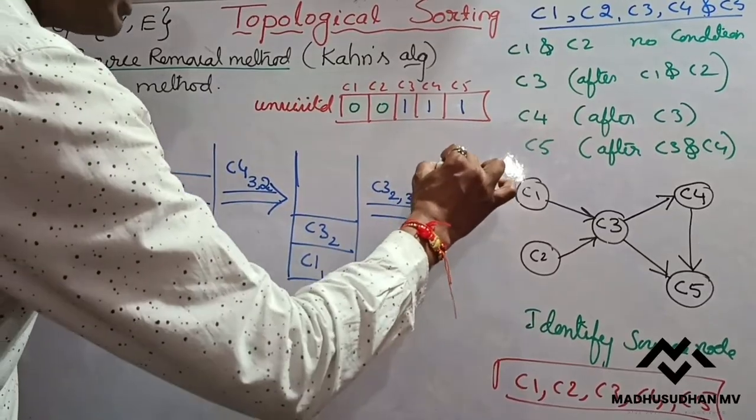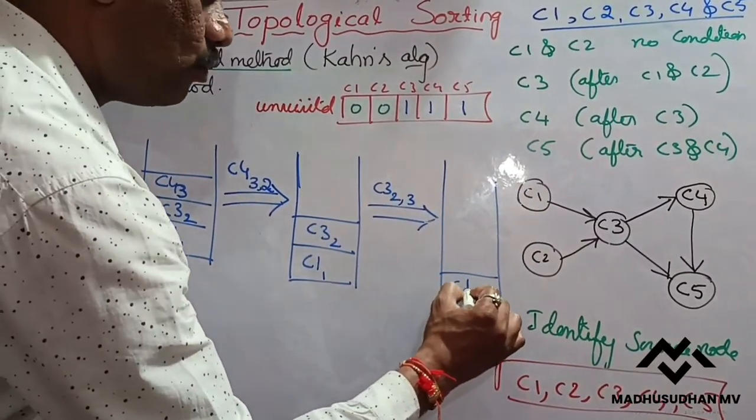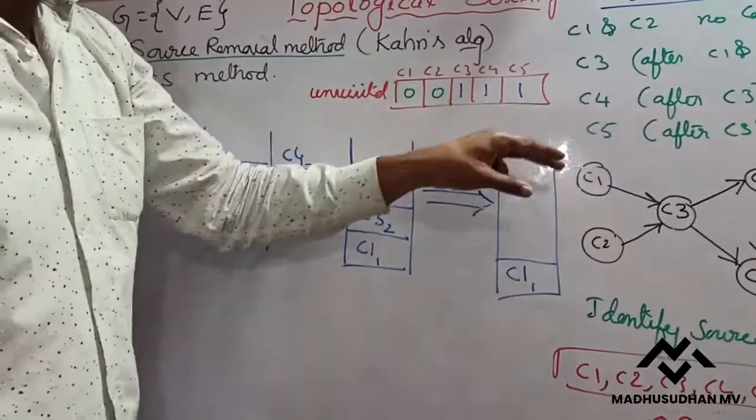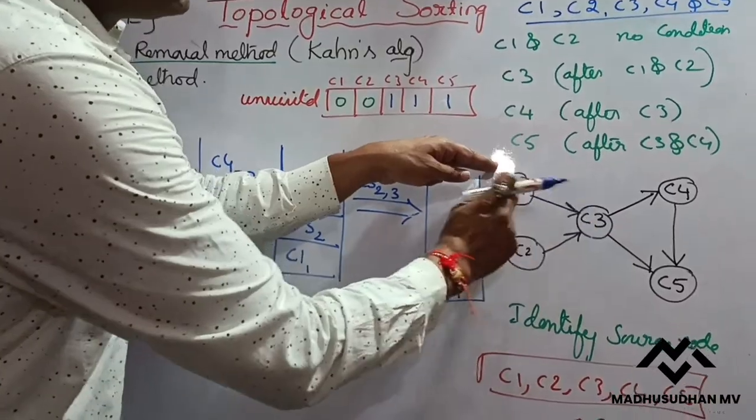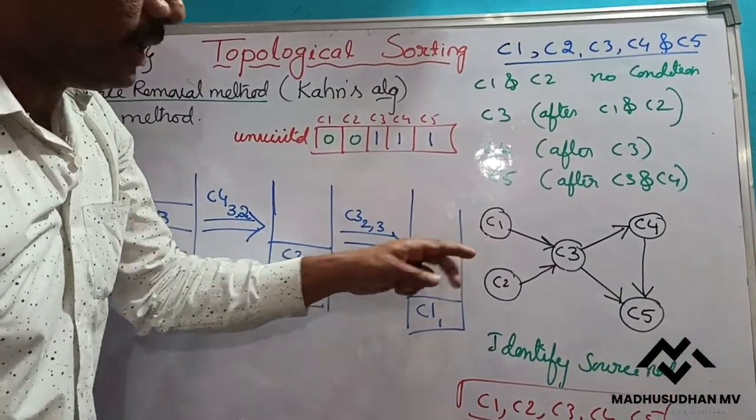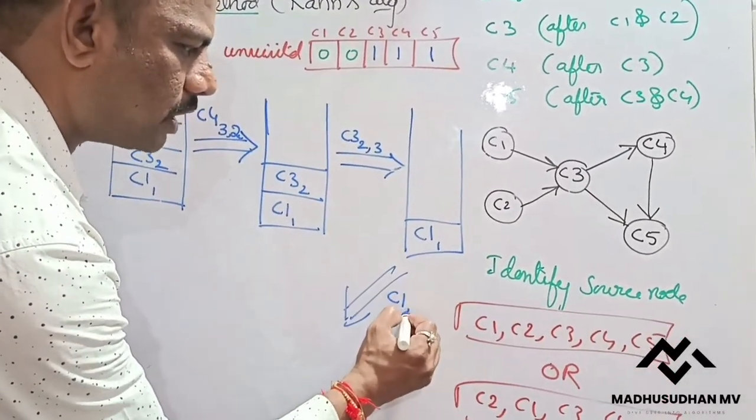Now, what is the result? My stack has only one node, course 1. Right now I'm at course 1. From course 1 I can go to C3, that's the only option. But course 3 is already visited. That means it is also a dead end node. So now I am popping out this one also.